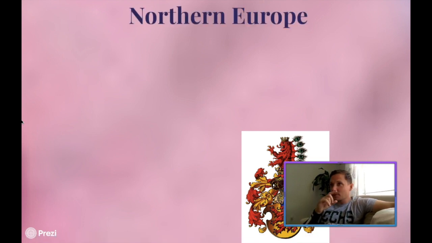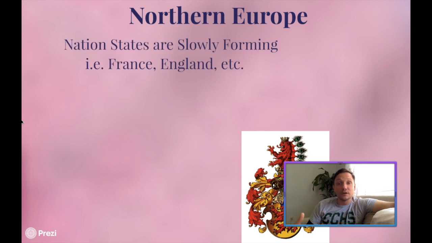So going forward, Northern Europe is also seeing a growth in power. Not like the southern areas of Europe, not particularly like Italy is seeing, but Northern Europe is seeing a growth in power. And they're becoming major political players as well, because nation states are slowly forming. So during this time period, coming out of the Middle Ages, Northern Europe wasn't nation states. When I say nation states, I mean Germany, France, England. Those are nation states. They're kingdoms, actually.